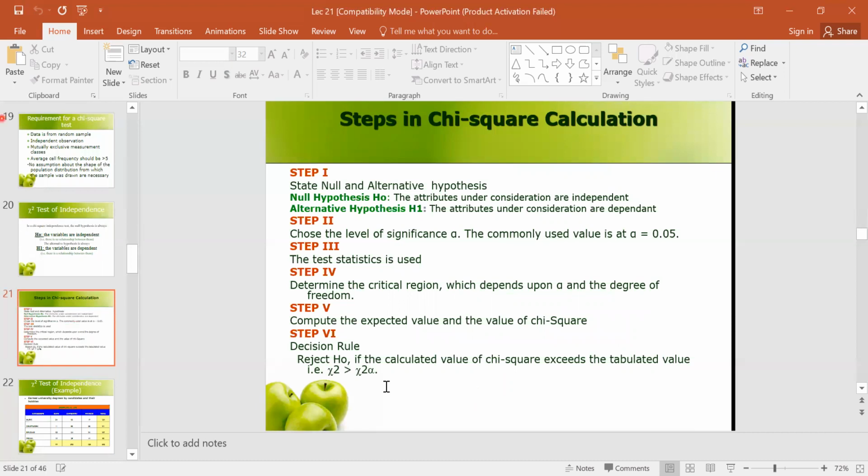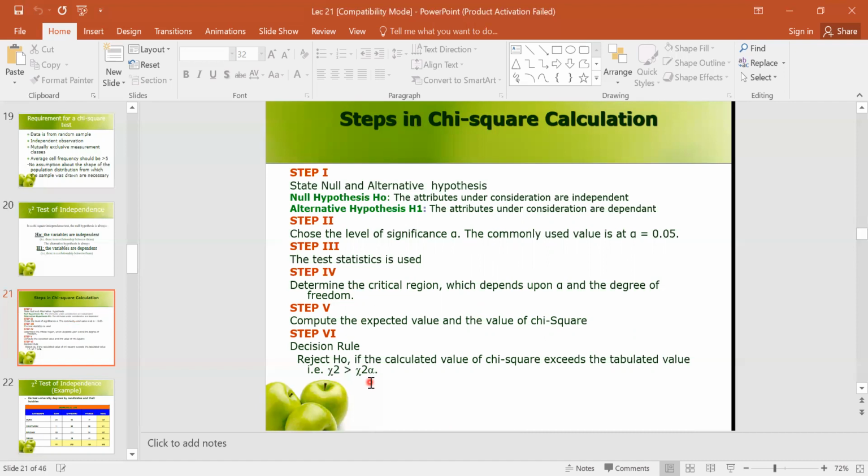In the first step, we have to formulate the null and alternate hypotheses: the attributes under consideration are independent, or they are dependent. In step 2, we choose the level of significance alpha. In step 3, we choose the appropriate test statistic. Then we determine the critical region, which depends upon the alternate hypothesis. And then we compute the expected value, compare it with the table value, and take the decision accordingly.